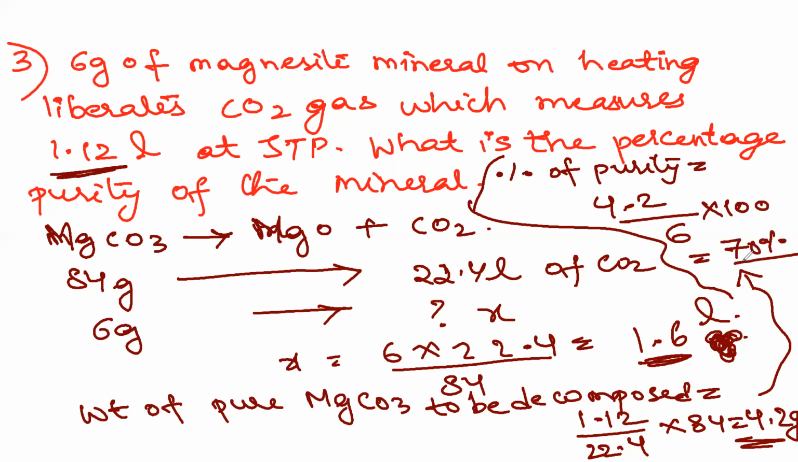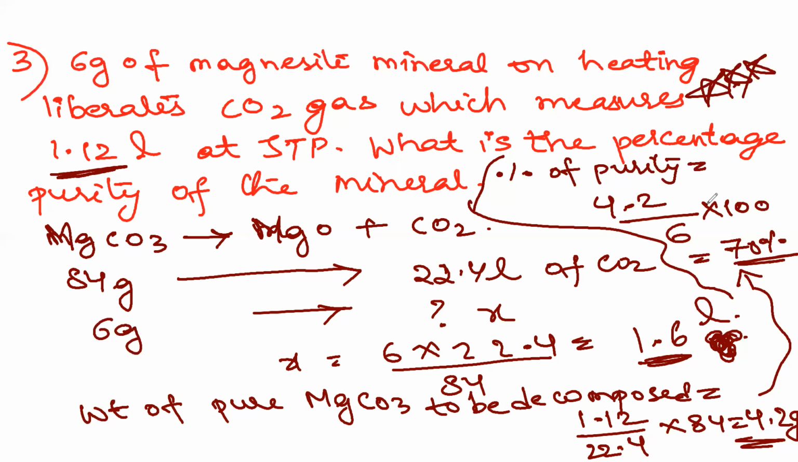This question is very, very important for high level exams, all competitive exams, JEE Mains and JEE Advanced or NEET. So simple, again I explain the problem, if you want to understand clearly. 6 grams of magnesite mineral on heating liberates carbon dioxide gas, which measures 1.12 liters at STP. What is the percentage of purity of the mineral?